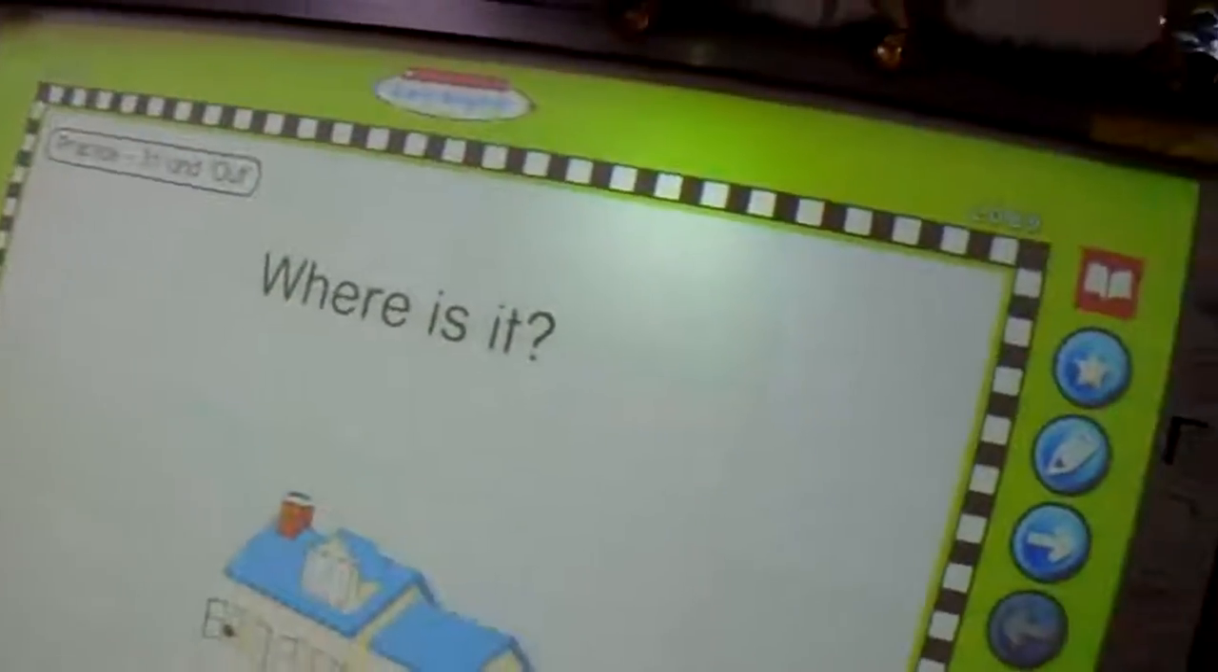In and out. Where is it? It's in the house. I also like to mute these slides. So the first couple times I will have the students listen and repeat, and then after that I want them to read out loud. So make sure that you're making that transition from listening and repeating to reading out loud while you're still on these slides. Do that transition early.